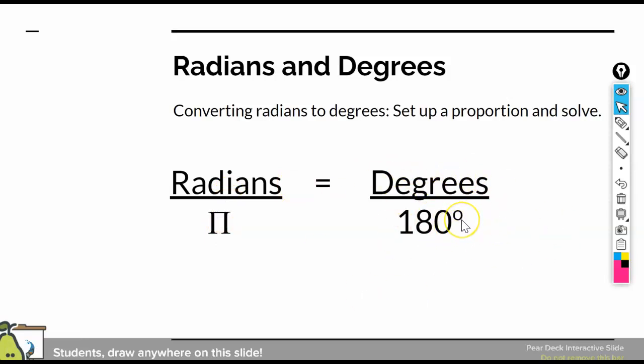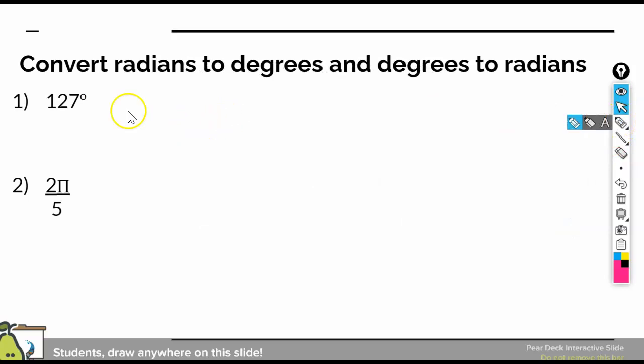Degrees always has to have the degree symbol. And we can convert back and forth between radians and degrees because they're proportional. So if you take however many radians you have over pi, it's going to be the same proportion as the number of degrees you have over 180, because halfway around a circle is 180 degrees or pi radians. And you can just cross multiply and solve the proportion for whichever one you're trying to convert to. So convert radians to degrees and degrees to radians.